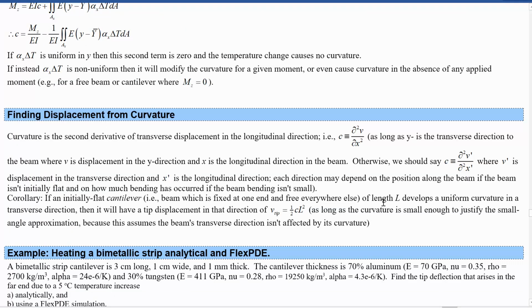Okay, once we've got this curvature, we can figure out what the displacement is for a cantilever beam, say, by remembering that curvature is the second derivative of transverse displacement with respect to longitudinal position. So if the displacement stays pretty small, then the longitudinal direction is always still going to be x, and the transverse direction is going to be y. So we can just do two integrals of c with respect to x and end up with the tip displacement being half c times the length in x all squared.